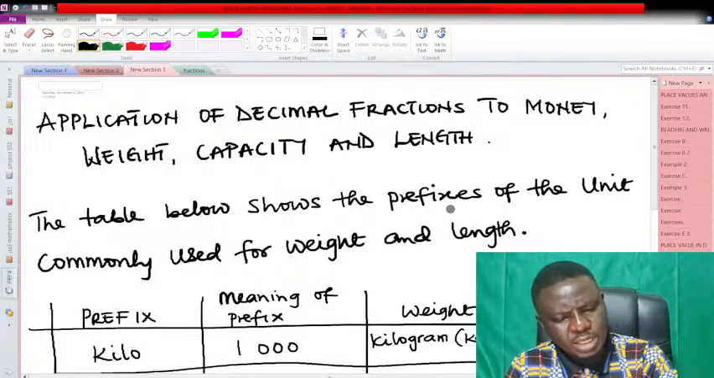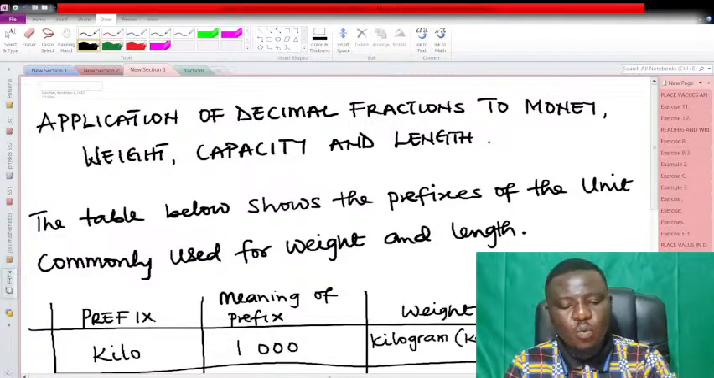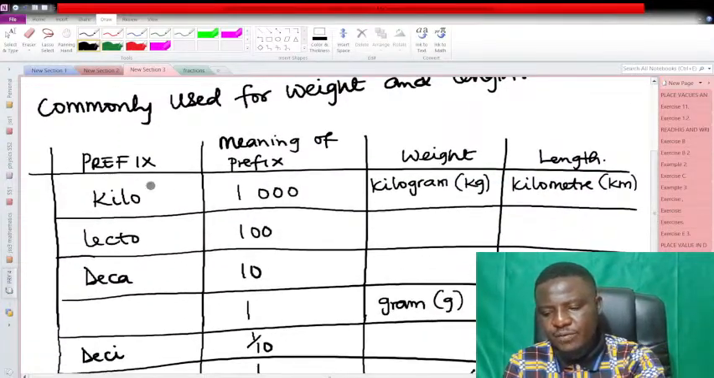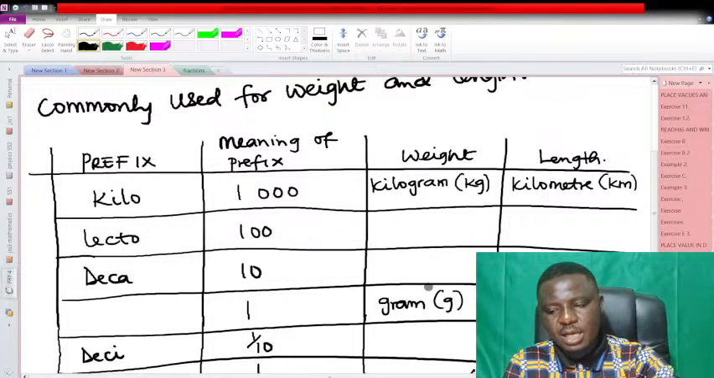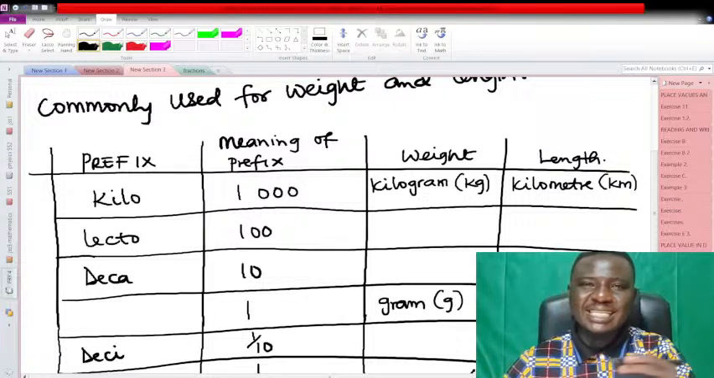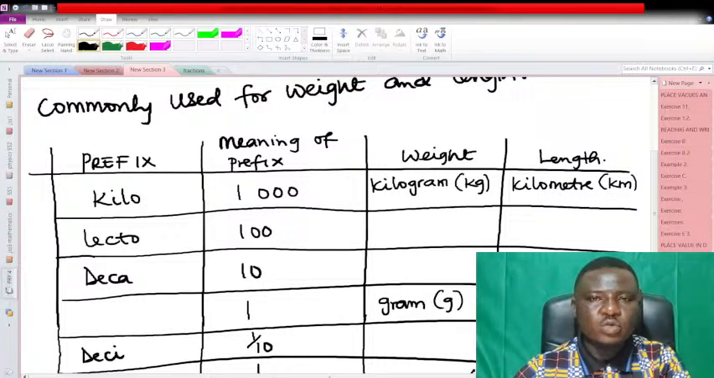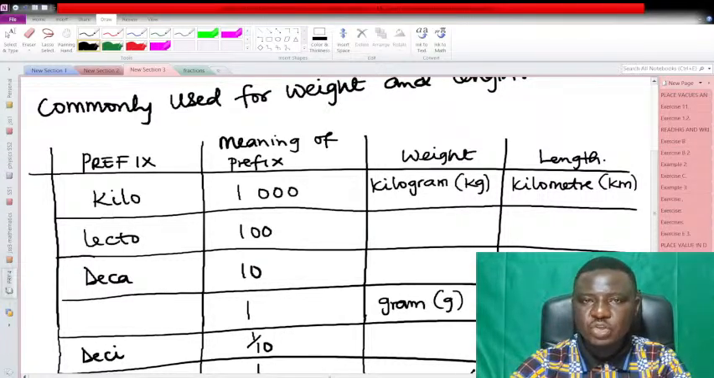Now, the table below shows the prefixes of the units commonly used for weight and length. So I have the prefix, I have their meanings, and I have how they are used in weight and length. Now, the first prefix we shall be looking at is the kilo. The meaning of kilo is 1,000. So when you hear of anything kilo, it is 1,000 of that measure.